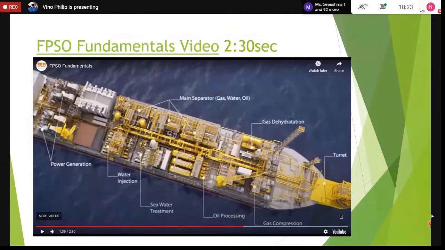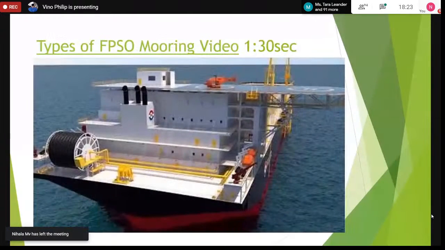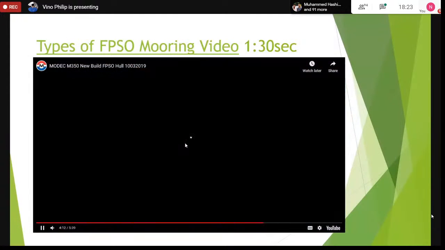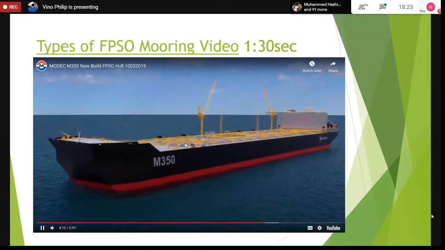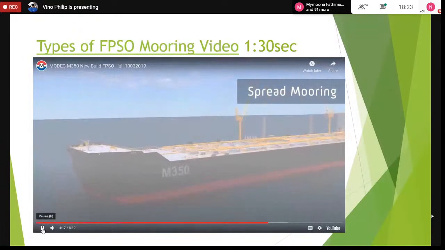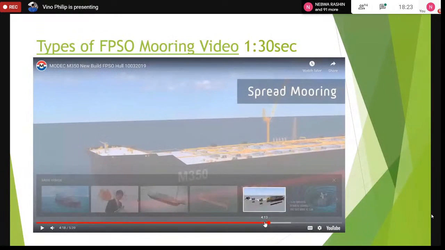So that is the first video. Now I want to show you a little bit about the actual mooring system. So these are the different types of moorings. Actually, that went too fast. Let me explain that a little.